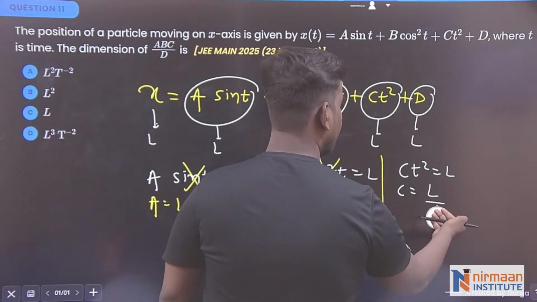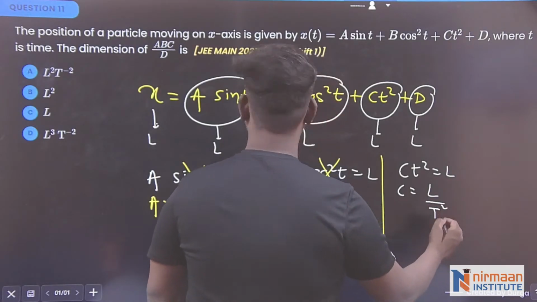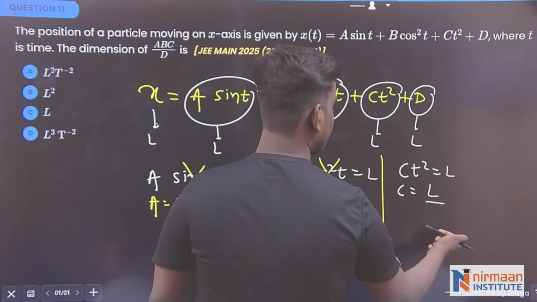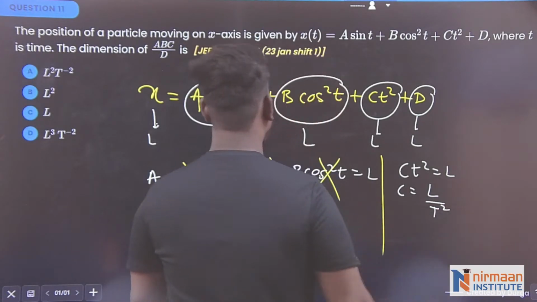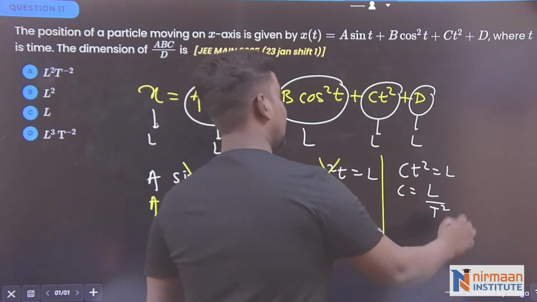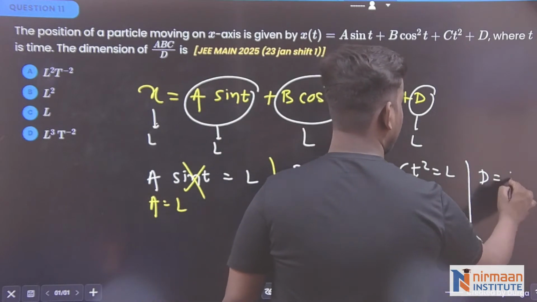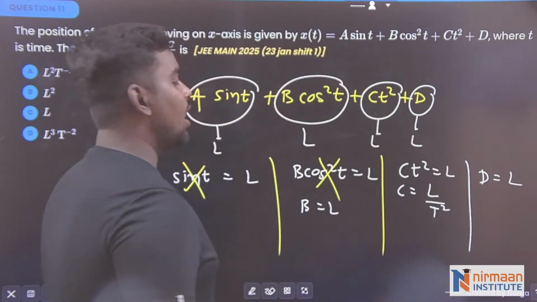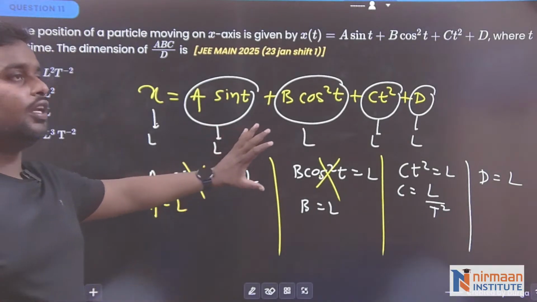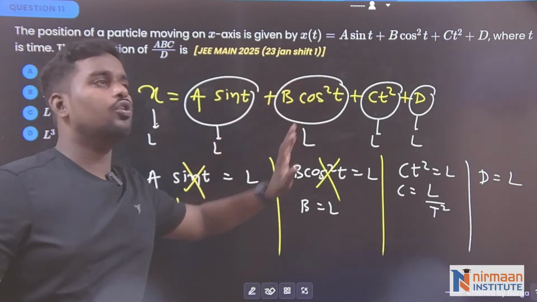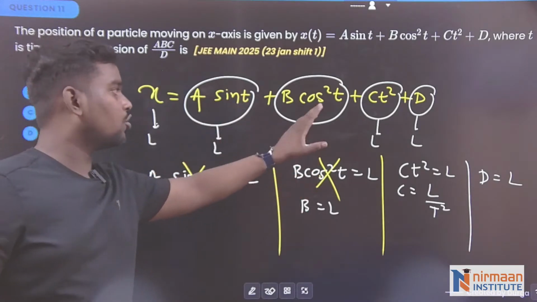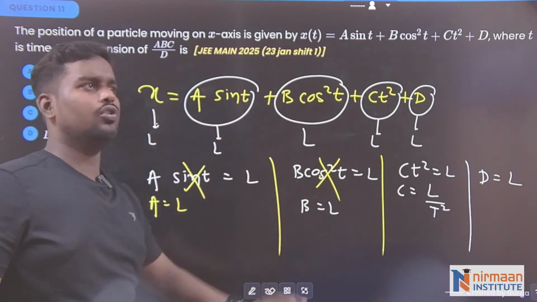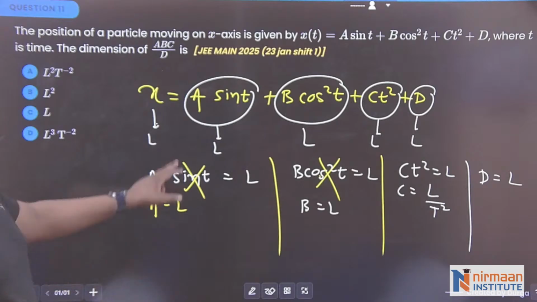T is time, so L by T square. And D dimension is L. I hope you got it. I applied the principle of homogeneity, and any trigonometric function has no dimension. Sin t has no dimension, cos t has no dimension, cos square also has no dimension.